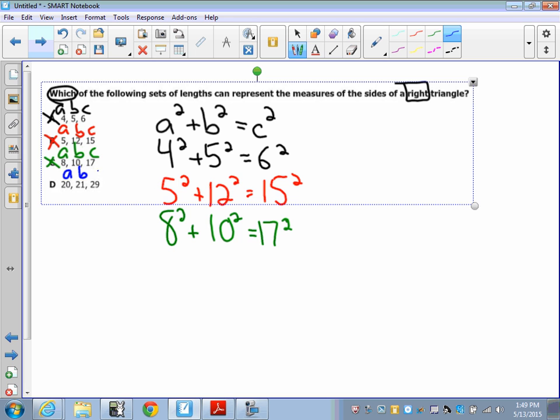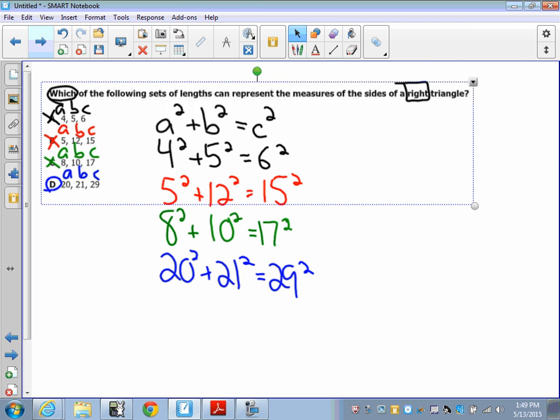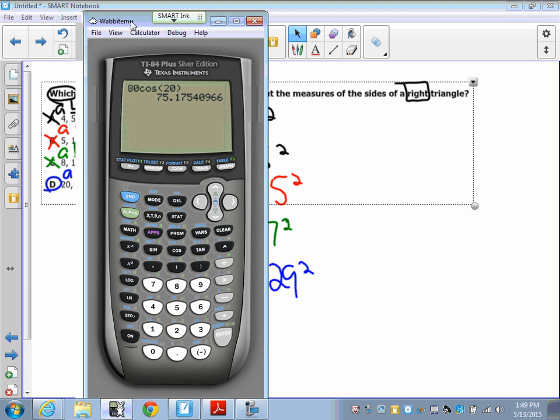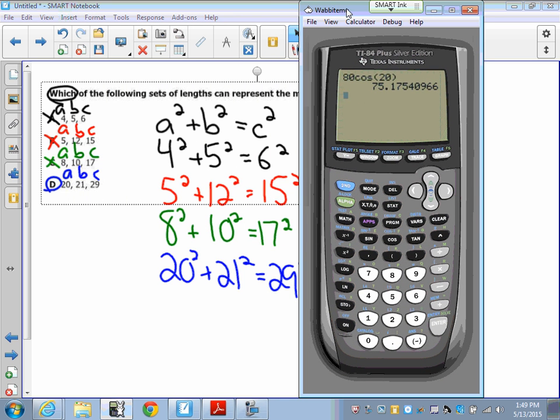So we have a, b, and c. Does 20 squared plus 21 squared equal 29 squared? The answer to that is yes. So I would suspect that a lot of you would need to put all of these in the calculator. That's fine, but 20 squared plus 21 squared is 841, and 29 squared is 841. So that's why D is the correct answer.